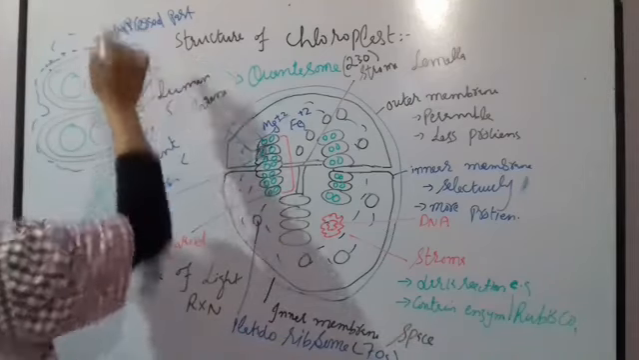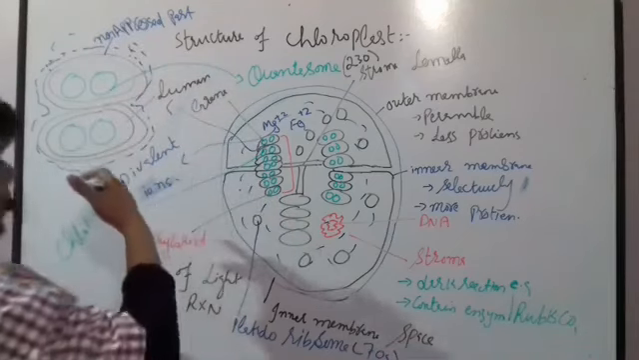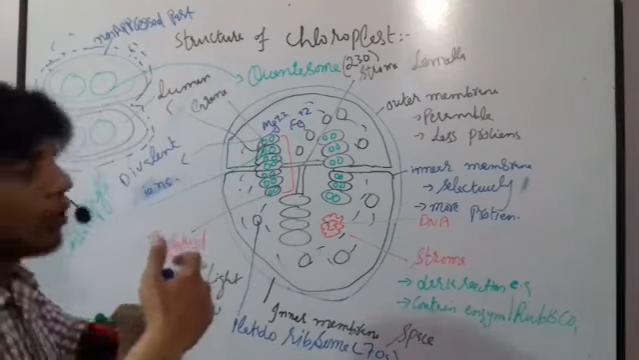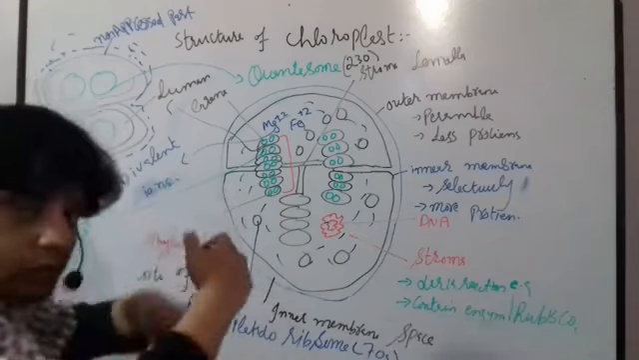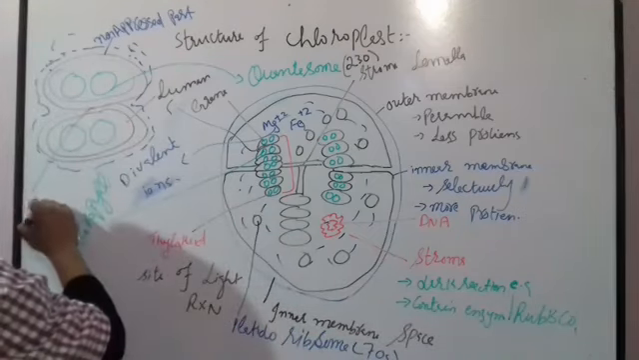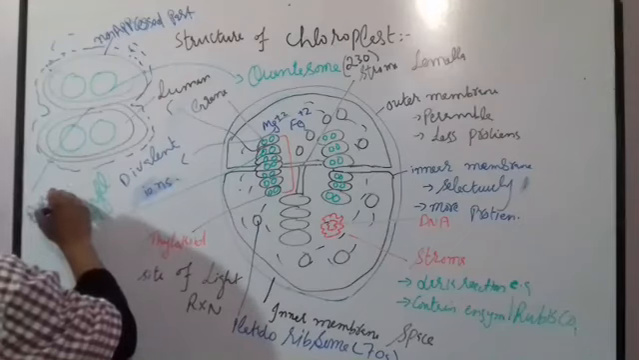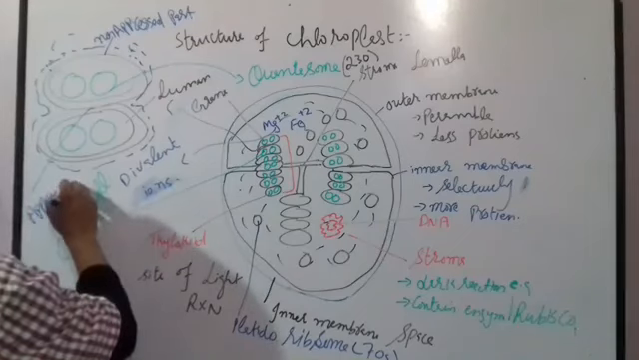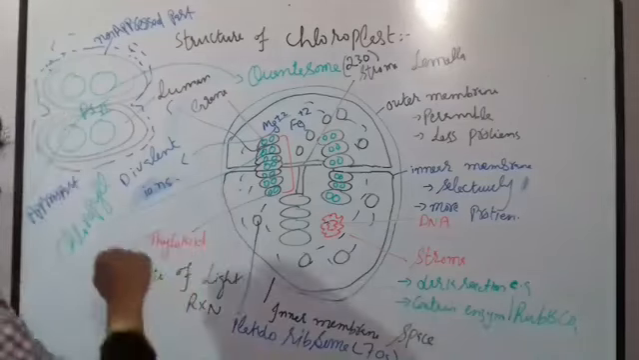So this is called the non-appressed part, and the other portion of the thylakoid membrane, which is connected with each other, we call the appressed part. Now they have two photosystems.